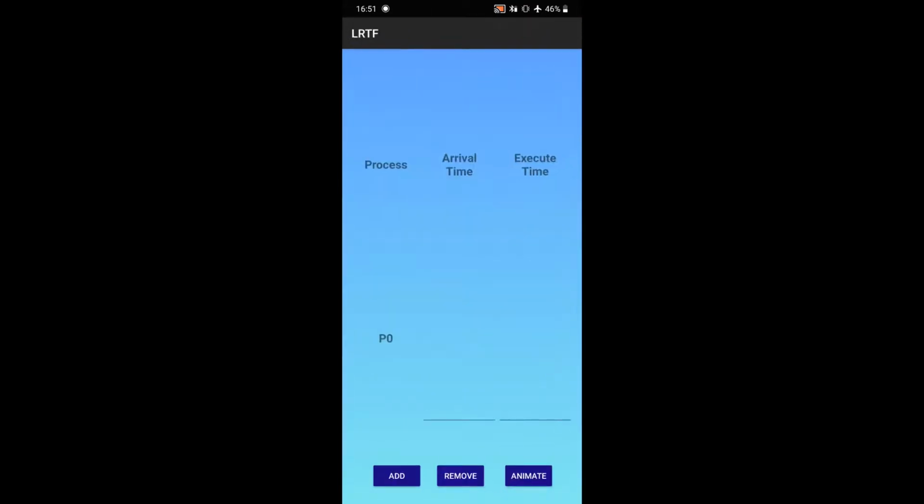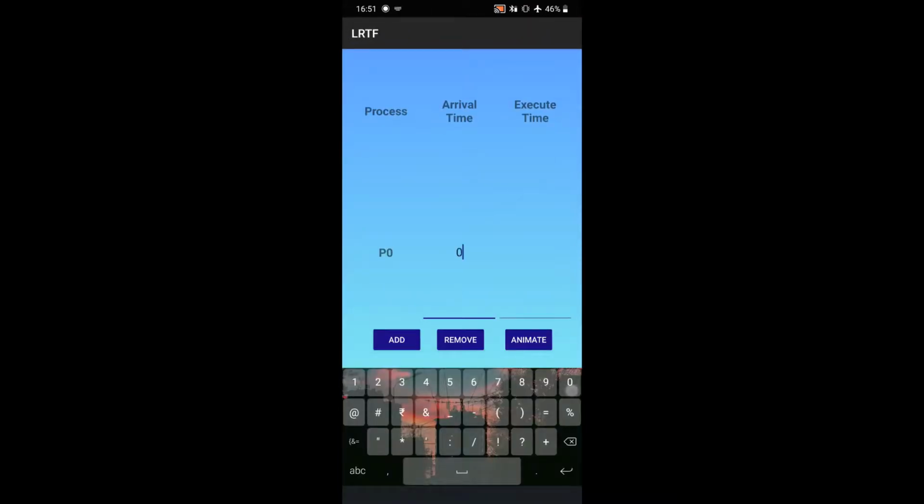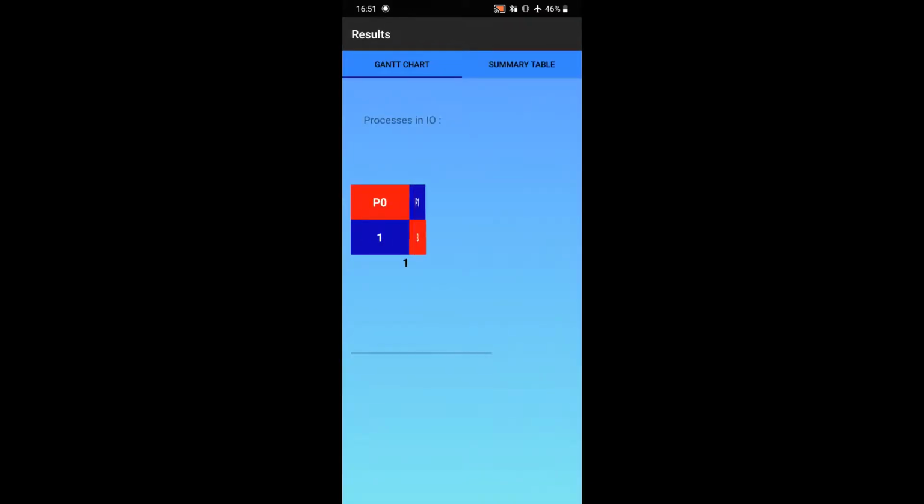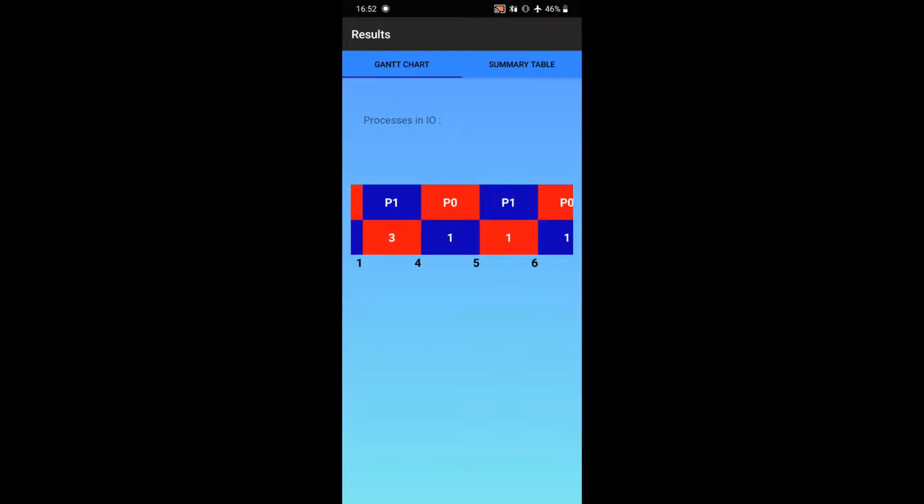Moving on to largest remaining time first. P1 is animated till its execution time decreases from 5 to 3, and then it alternates between P1 and P0.